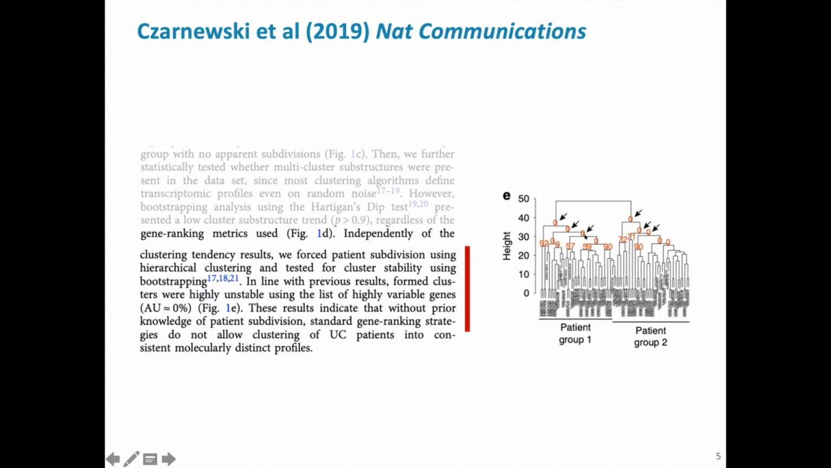And that you saw also in the clustering analysis, but there you saw almost 100%. Here you see an example that all clusters are unstable. That means that they are very unlikely to be formed again if you just resample the genes or the samples used for the clustering. So these results indicate that without prior knowledge of patient subdivision, standard gene ranking strategies do not allow clustering of UC patients.